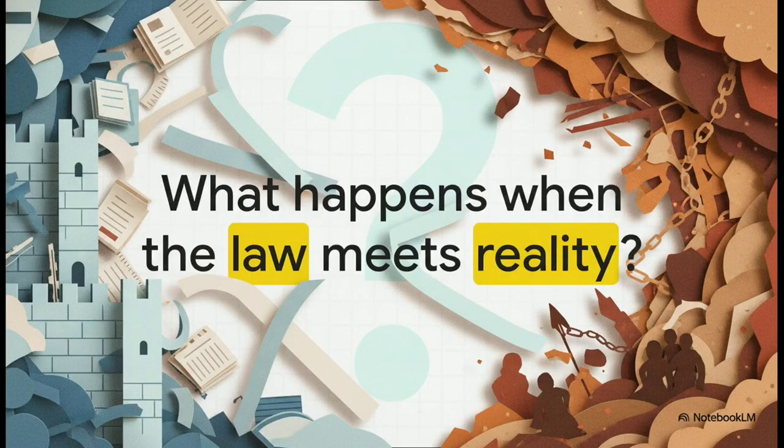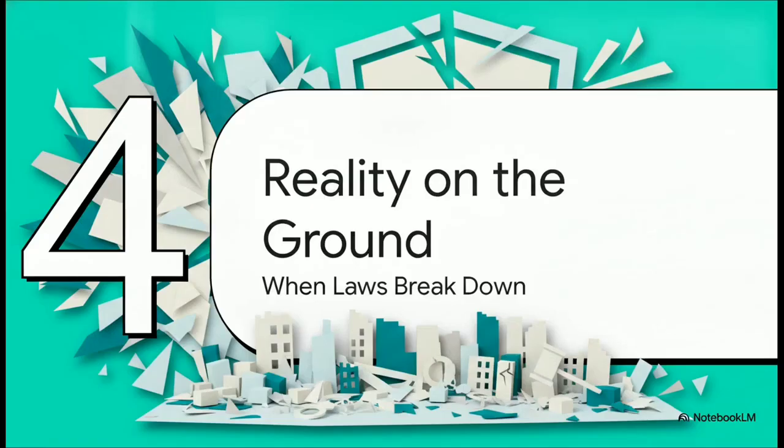Okay, so we've built a very clear picture of what international humanitarian law demands. The rules are structured, they're logical, and they're deeply humane. But here is the massive question we really have to confront right now. What happens when these perfectly written laws meet the chaotic, messy reality on the ground? Section 4. The reality on the ground.